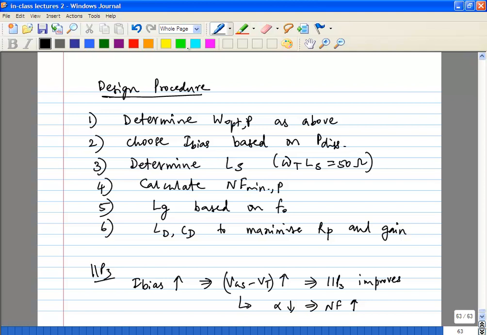How about the swings? Obviously, what you'll have to do then is change RP. If you're having too much swing at the output, you'll have to change RP again. Tune RP to reduce it such that you have just the right amount of gain and the right amount of swing.